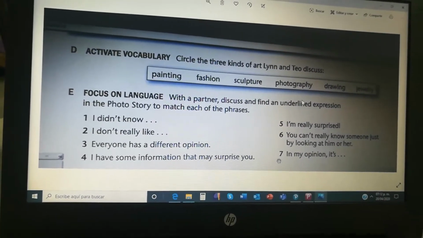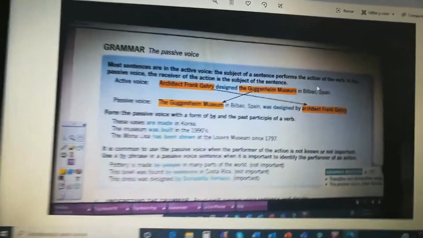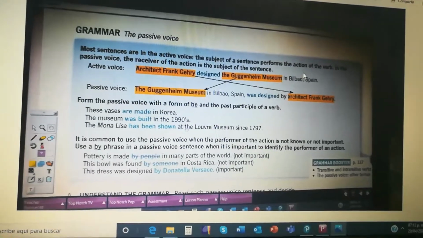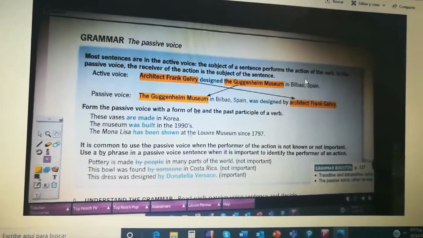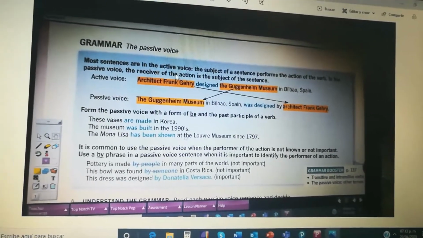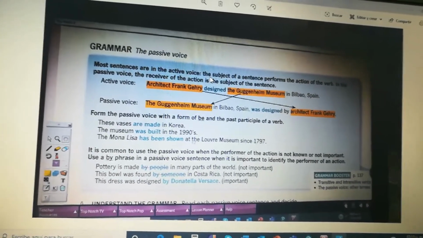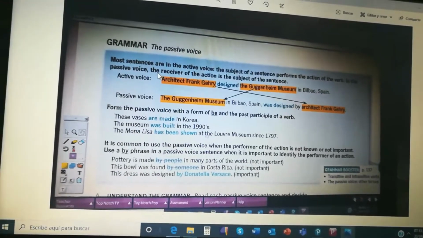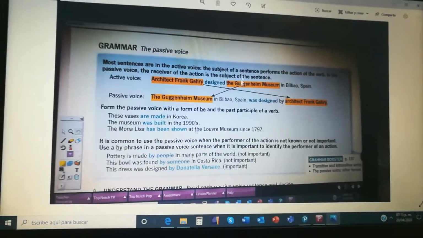When you finish this exercise, you have this: the passive voice. You need to read this chart carefully because it's very important for answering the other exercise that you have. For example, most sentences are in the active voice. The subject of a sentence performs the action of the verb. In the passive voice, the receiver of the action is the subject of the sentence. And here you have an example.